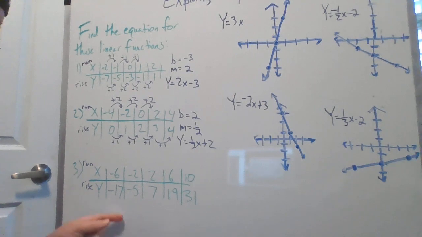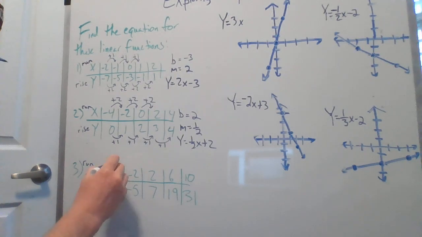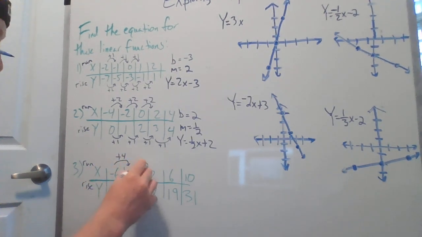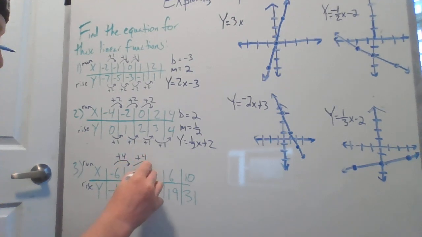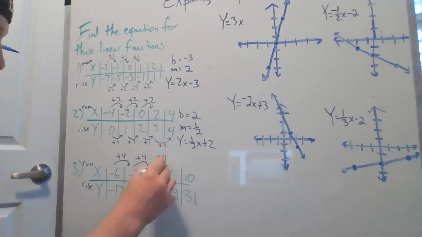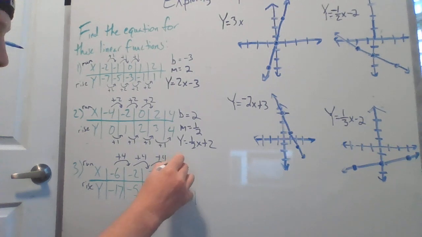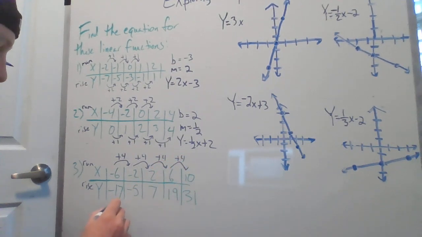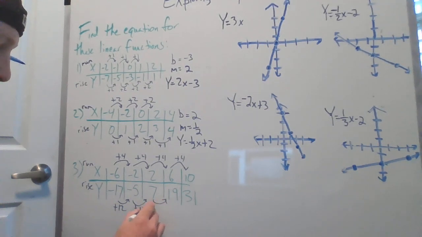Now this last one gets a little trickier. Always look at the x's, how the x is increasing or decreasing. In this case, they're increasing by plus 4 every time. Constant pattern has to be linear. And what's happening with my rise? Well, my rise is going up by 12. Hate these odd numbers. Going up by 12 constantly.